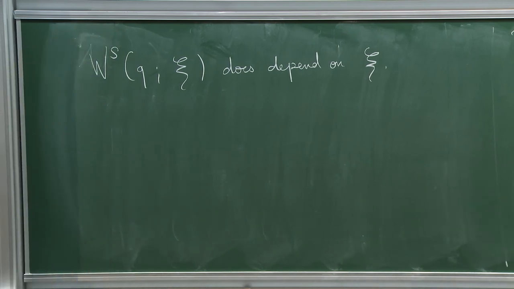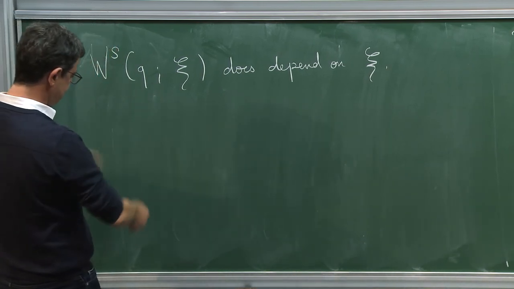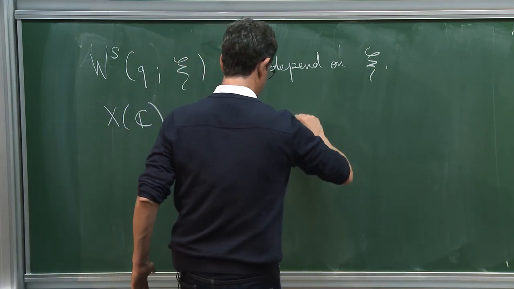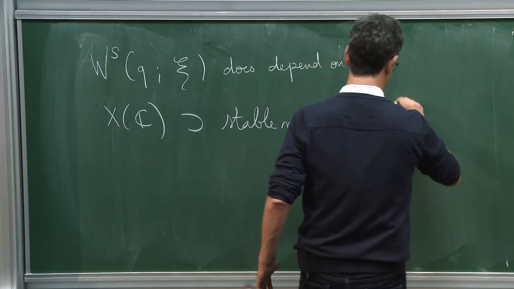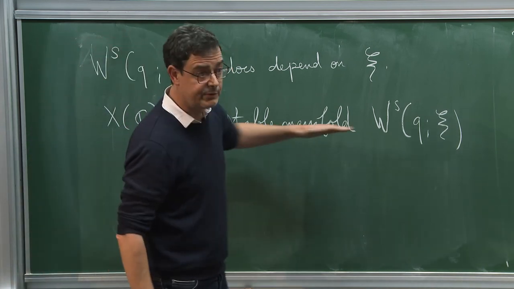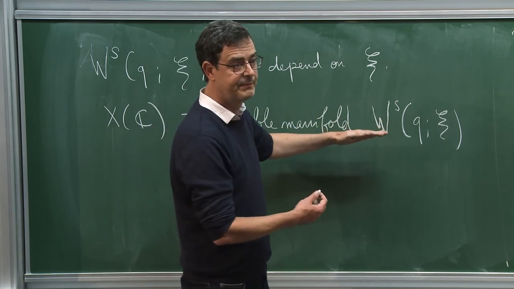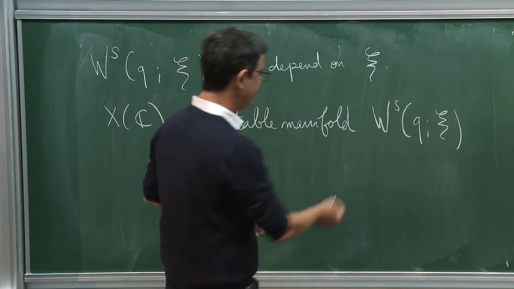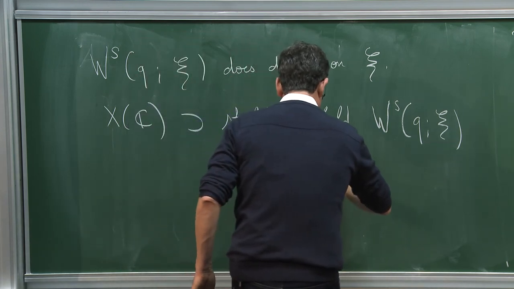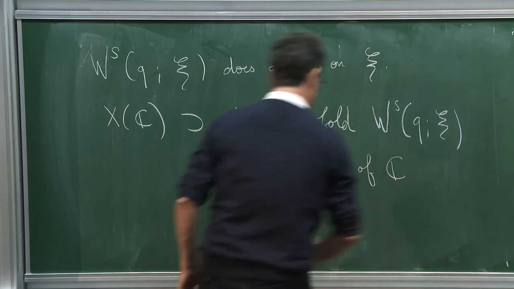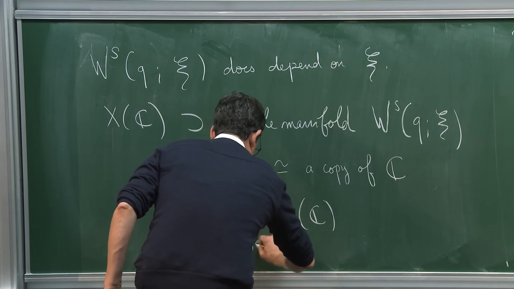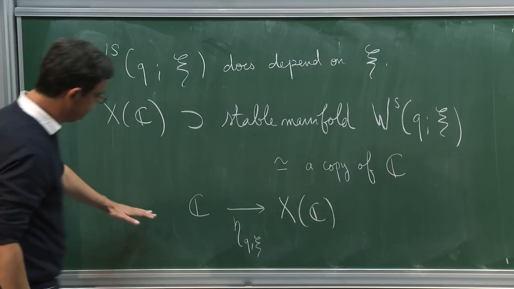Okay. And to do that, you start with something which is in X of Xi. You have the stable manifold. But instead of looking at the dynamics on the real surface, I look at the dynamics on the complex surface. And I look at the stable manifold for the complex dynamics. So instead of being a real curve in a real algebraic surface, now it's a complex curve containing my real curve. And this complex curve, it's easy to see, is a copy of C, the complex line. So it's parameterized by some holomorphic map from C to X of C, a map eta that depends on q and Xi. Okay, so that's the first thing to say.